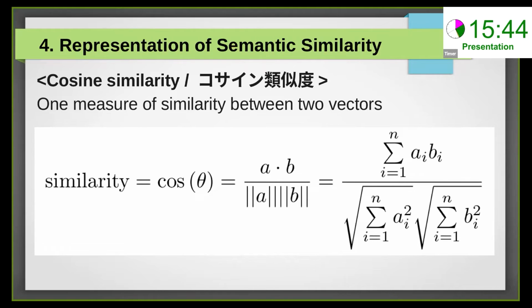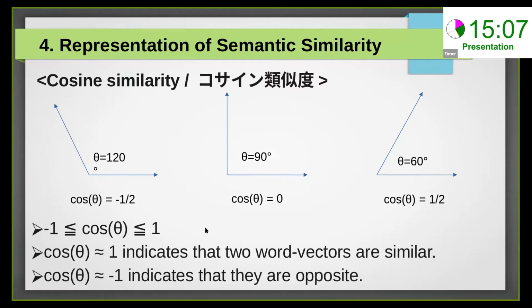In the formula, A and B stand for two different word vectors, and Ai and Bi are their components. The cosine theta is calculated by dividing the inner product of the two word vectors by the multiplication of the lengths of the two vectors. Now in this slide, I give you some visual intuition.